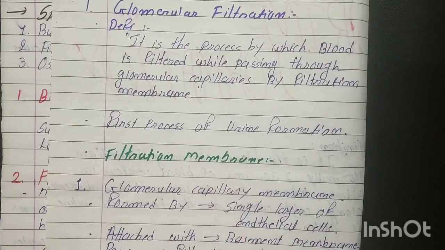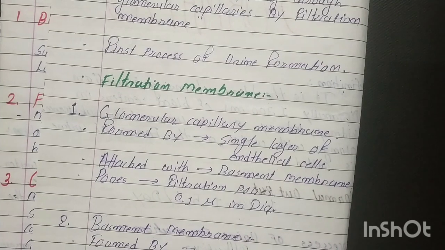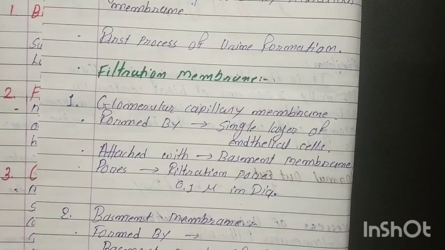So it is the first process for urine formation, and in this definition you can see the filtration membrane. What is the filtration membrane? The filtration membrane is formed by three major layers. The first layer is the glomerular capillary membrane, the second is the basement membrane, and the third is the visceral layer of Bowman's capsule. Let's see all three membranes in detail.